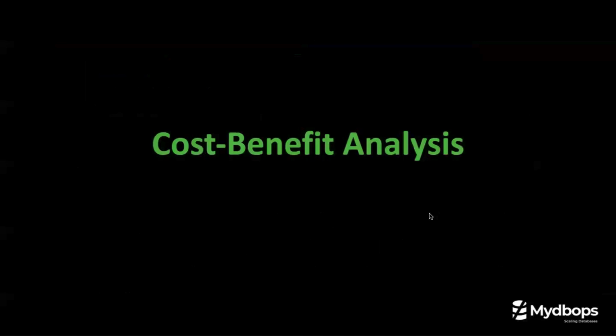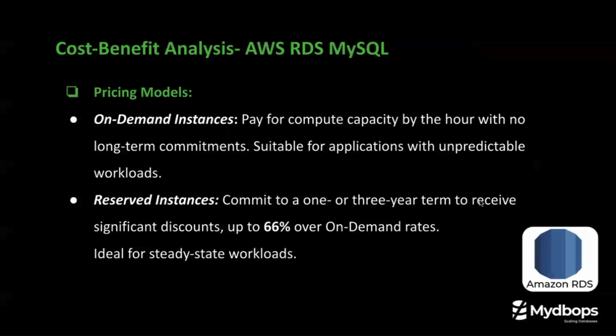Now, let's break down the cost benefit analysis of the AWS MySQL database solutions. RDS offers two main pricing models, based on workload patterns: on demand instances and reserved instances. On demand instances is a pay as you go model where you are billed by the hour for compute capacity. It's ideal for applications with unpredictable workloads since you are not locked into any long term commitments. However, costs can add up if usage is high over time.